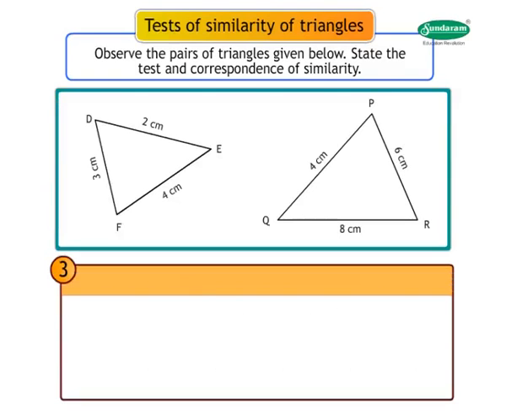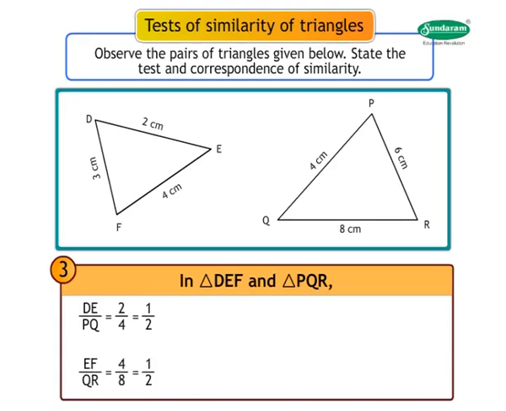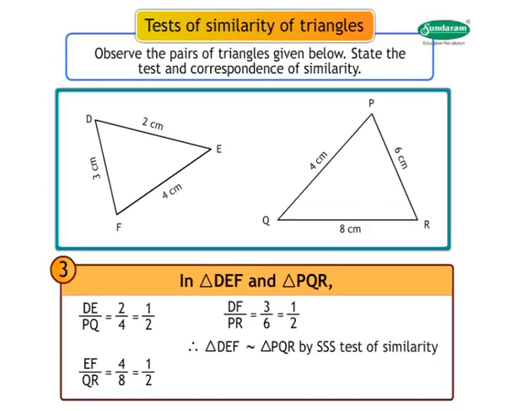Number 3. In triangle DEF and triangle PQR, side DE upon side PQ is equal to 2 upon 4, which is equal to 1 upon 2. Side EF upon side QR is equal to 4 upon 8, which is equal to 1 upon 2. Side DF upon side PR is equal to 3 upon 6, which is equal to 1 upon 2. Therefore, triangle DEF is similar to triangle PQR by SSS test of similarity. Therefore, DEF corresponds to PQR.